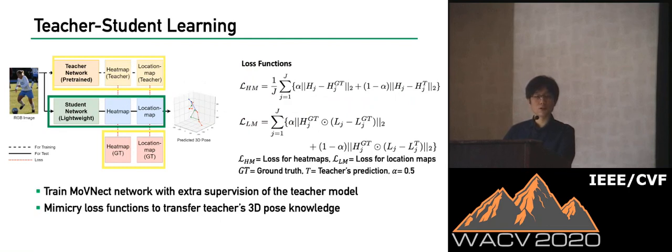The proposed teacher-student learning-based method is used to train the lightweight model efficiently. Our teacher model gives an extra loss by following mimicry loss functions. After the training, we only use the student model, which has the teacher's knowledge.